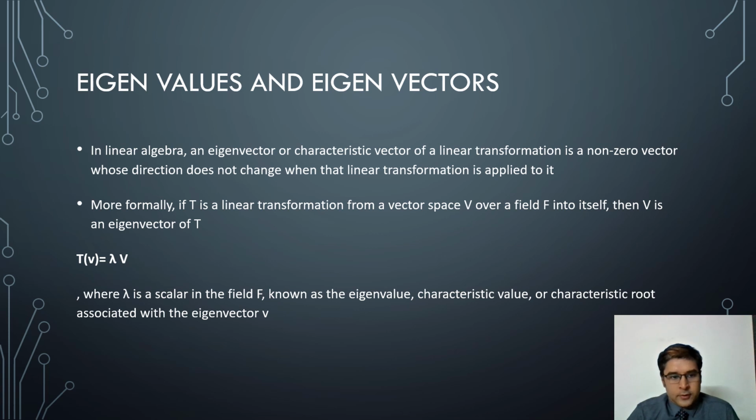Eigenvalues and eigenvectors. In linear algebra, an eigenvector or characteristic vector of a linear transformation is a non-zero vector whose direction does not change when that linear transformation is applied to it. Formally, if T is a linear transformation from a vector space V over a field F into itself, then V is an eigenvector of T. Mathematically, T of V is equal to lambda V, where lambda is a scalar in the field F known as the eigenvalue, characteristic value or characteristic root associated with the eigenvector V.